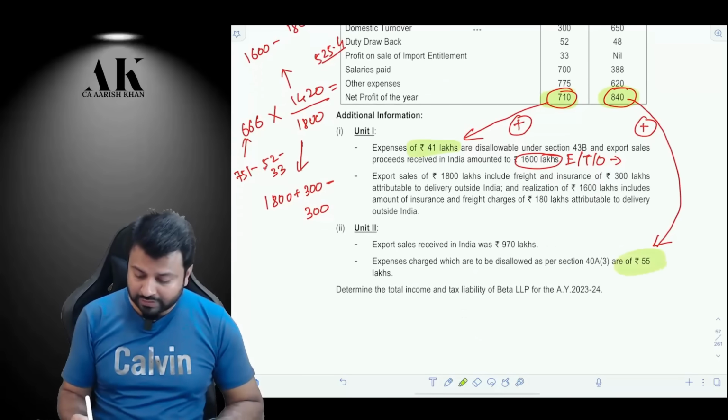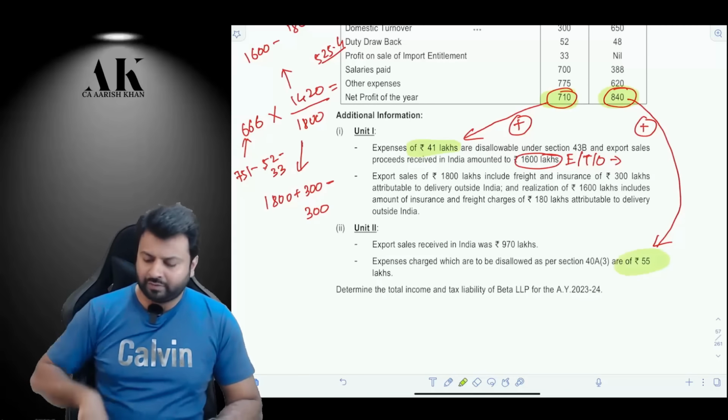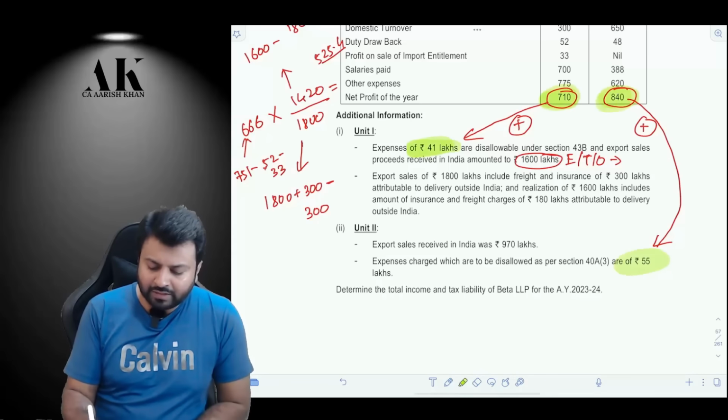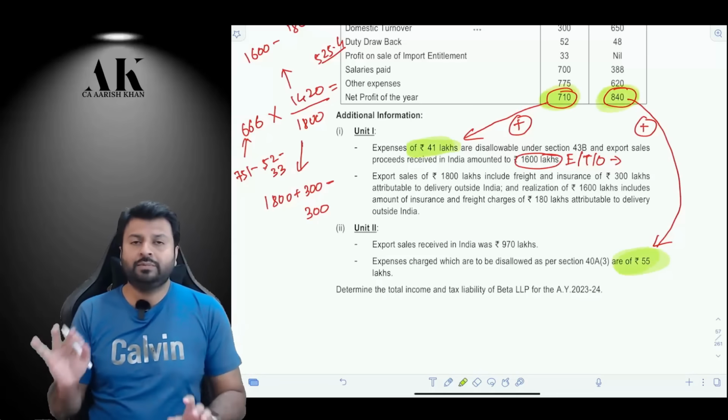And in unit 2, you have to disallow 55 lakhs. Therefore, profit will become 840 plus 55. This will be your total income. So, what will be your total income? 710 plus 41, 840 plus 55. This will become your total income.